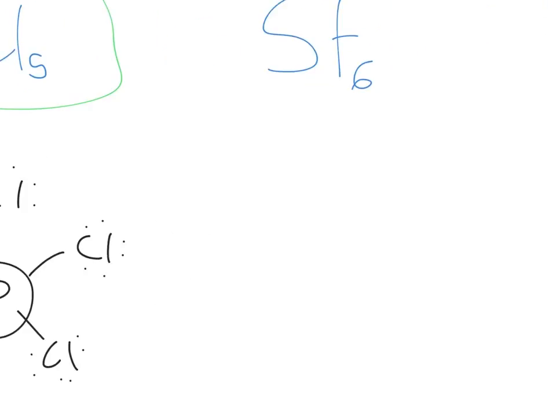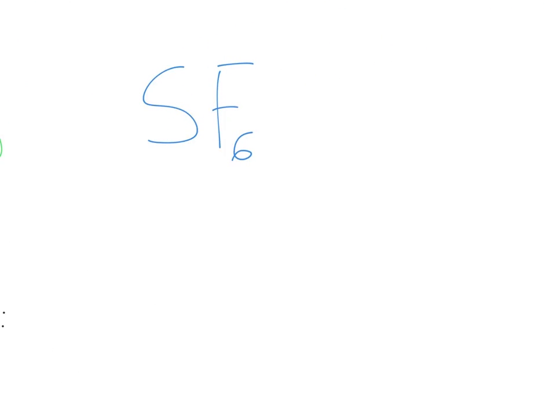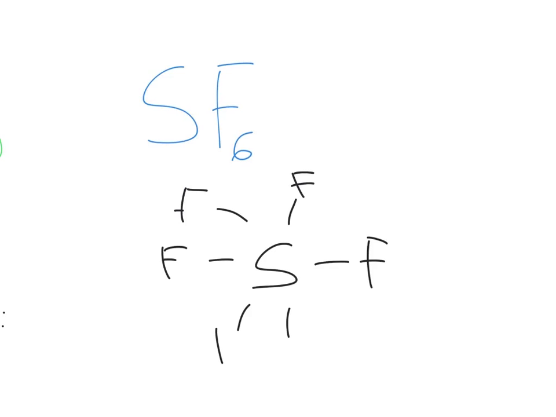Okay, moving on to the next one. SF6. So we can write that out. S and then F. There will be 6, right? 1, 2, 3, 4, 5, 6. So F, F, F, F. So F is fluorine, and fluorine is in group 7. And then S is sulfur, which is in group 6. So then it'll be 6 plus 7 times 6, which would be equal to 48.